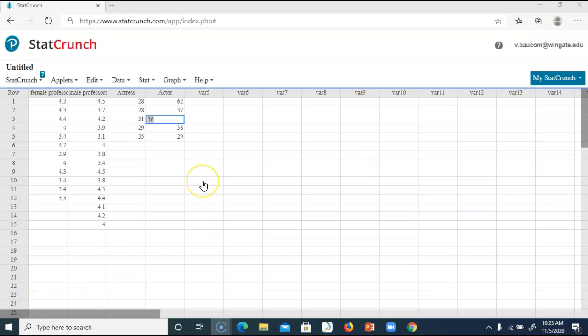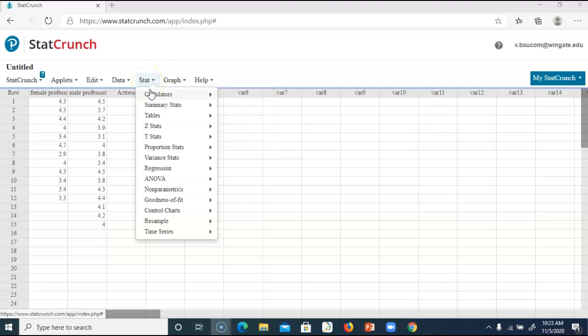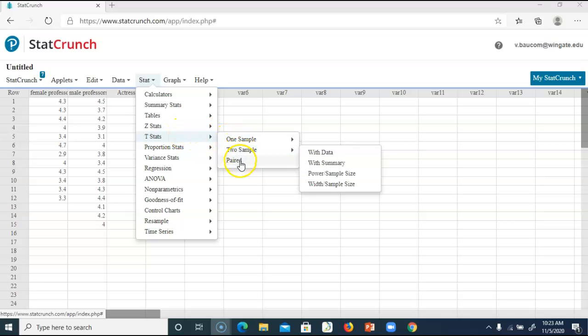So back over here on StatCrunch again, I wanted to look at this example and show you how to do one that's paired data using StatCrunch. So we'll go to Stat, and we're going to go to T-Test, and in this case, StatCrunch does give us the option of this paired, so we don't have to go through and find the difference like we do on the calculator.